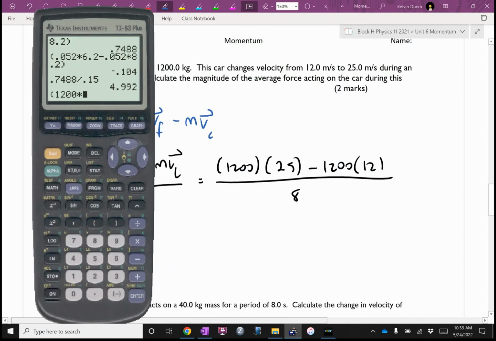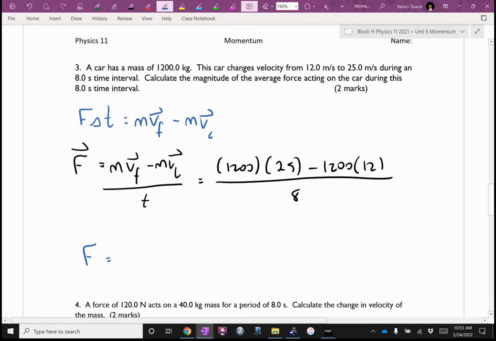1200 times 25 minus 1200 times 12, close bracket, divided by 8. You put it times. Wow, am I typing badly today? You get 1950, and that's newtons, and that's magnitude, so I'm not going to give a direction.